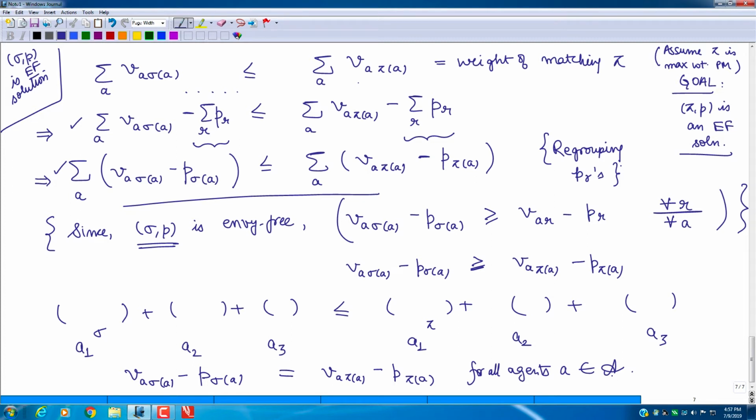Right? This last step is clear, right? So I've done nothing, but I just observed that since sigma p is NV free, this particular tuple is NV free. I know that I have this particular inequality, and therefore this inequality must prevail here as well. And in particular, this is not an inequality but an equality.